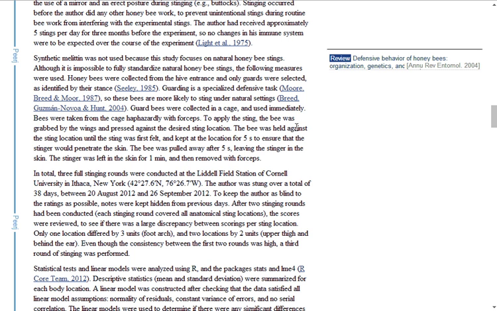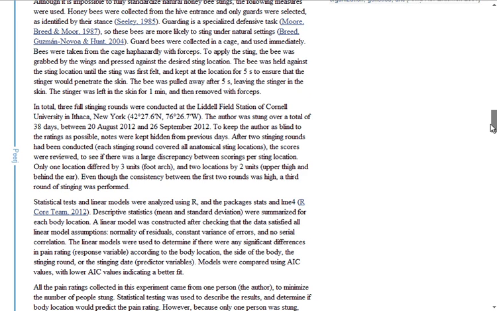The bee was grabbed by its wings and pressed against the desired sting location. The bee was held against the sting location until the sting was first felt and kept at the location for 5 seconds to ensure that the stinger would penetrate the skin. The bee was pulled away after 5 seconds, leaving the stinger in the skin. They left the stinger in the skin for 60 seconds, 1 minute, and then removed it with 4 steps. So he did that multiple times all over his body and then rated it with a pain scale.